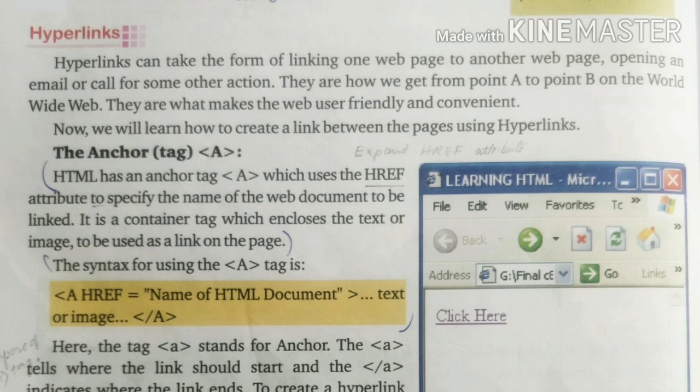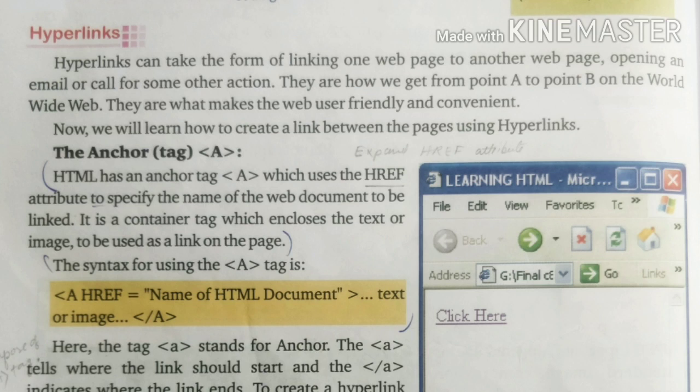Next we move on to the next topic, that is hyperlink. Hyperlinks can take the form of linking one web page to another web page, opening an email or call for some or other action. They are how we get from point A to point B on the World Wide Web. So these hyperlinks decide how we move from one point to the other. They are what makes the web user friendly and convenient. So because of these hyperlinks, the website or the internet is user friendly and convenient.